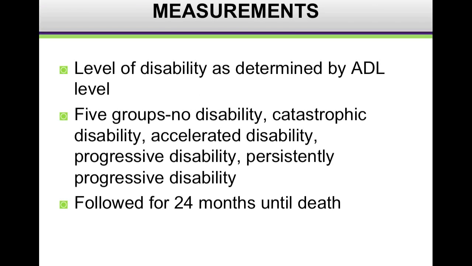The level of disability was determined according to the subject's activities of daily living level. From these levels, 5 groups of disability could be identified. No disability at all. Catastrophic disability, where it happened rapidly. Accelerated disability, where it proceeded in a uniform manner. Progressive disability, which happened again in a more uniform manner. And persistently progressive disability, where it was there from the beginning of the study to the end. As I mentioned, the follow-up was for 24 months until the death of the individual.